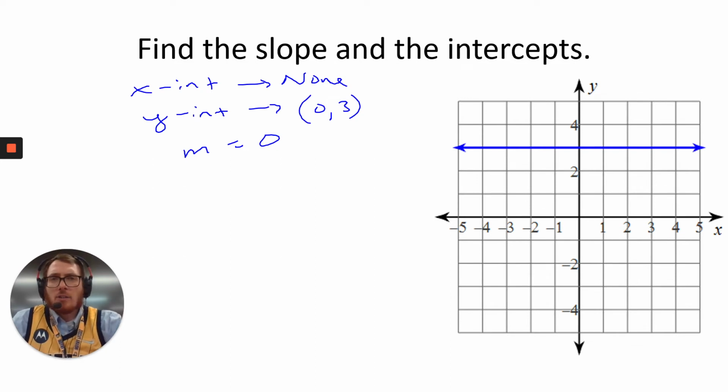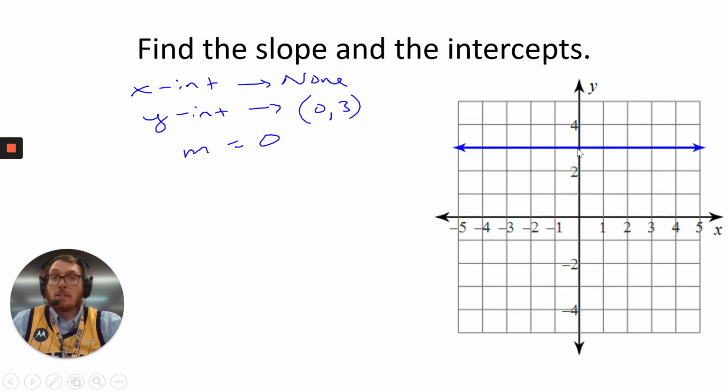The next 2 questions we talked about a little bit in our previous lesson, but I want to make sure we reiterate a few things. This question is a horizontal line, so the first thing to see is that there's no x-intercept because this graph is never going to cross the x-axis. The y-intercept is 0, 3 because it's up 3.